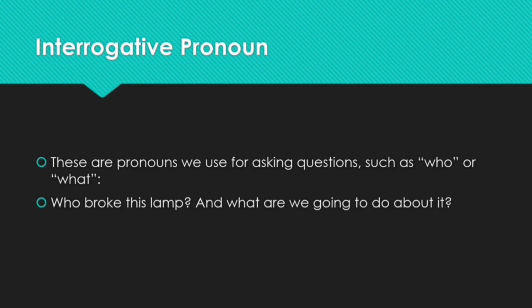Who broke this lamp? So who is an interrogative, showing that I am asking a question, right? And what are we going to do about it? In this sentence, what are we going to do about it refers to the lamp. So what is also an interrogative here. I don't think I need to explain it more, but if you still need, you can ask me.